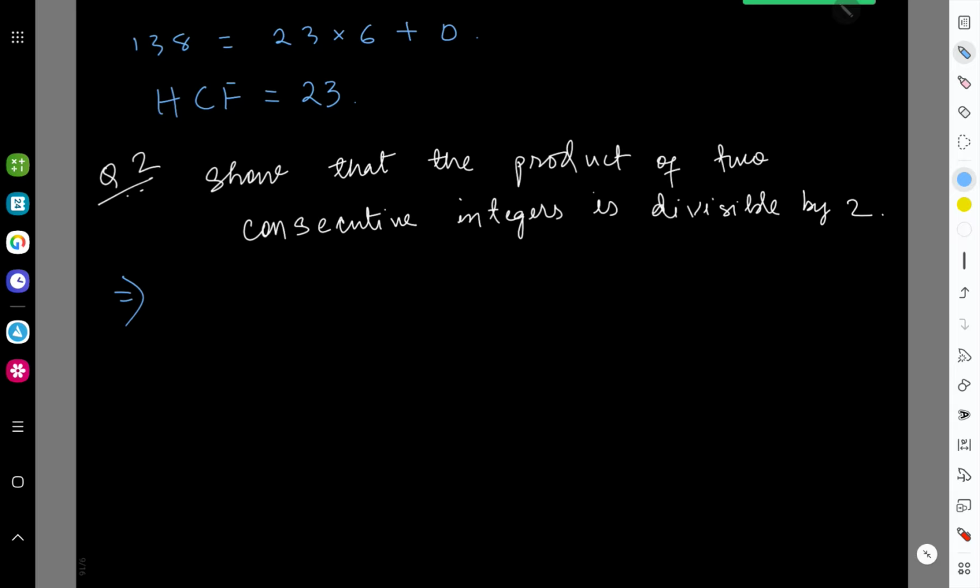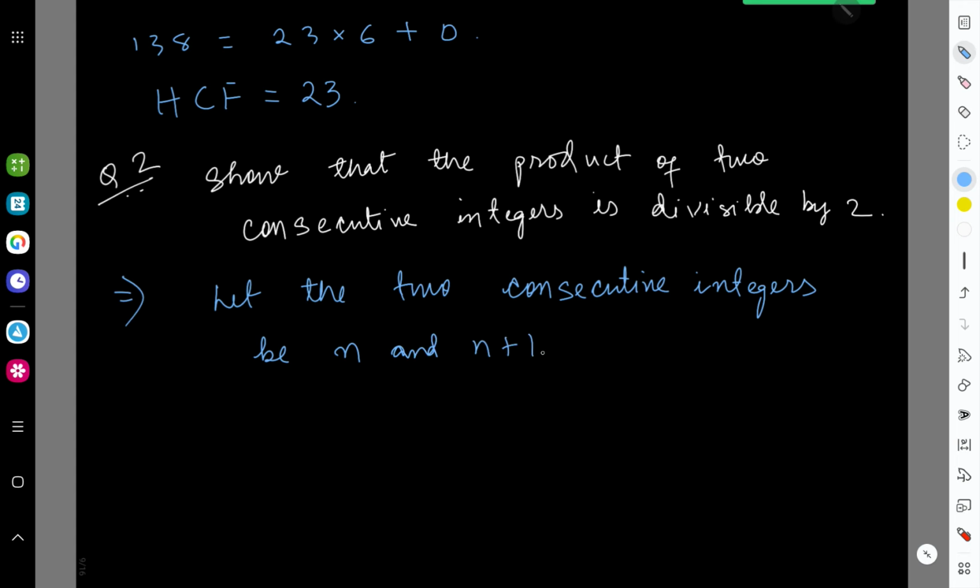Let's start with the solution. Let the two consecutive integers be n and n plus 1. It is very important to introduce any general form that you will be using in the answer in the first line. So we have introduced our general form in the first line.